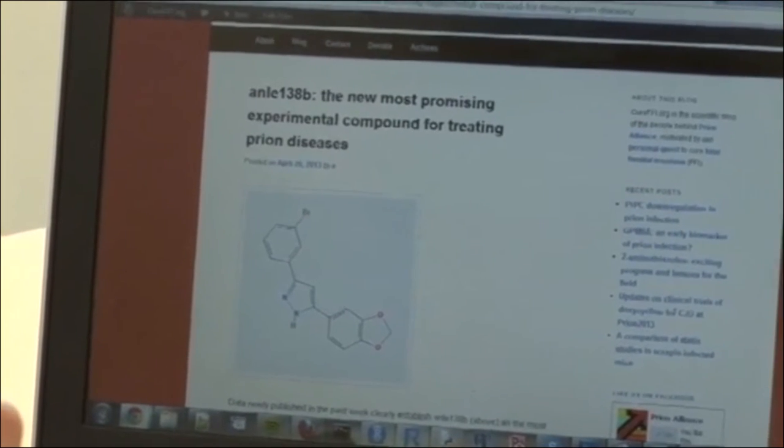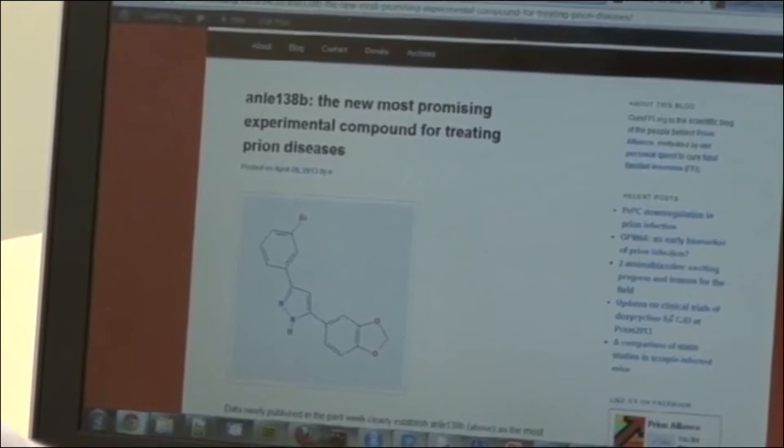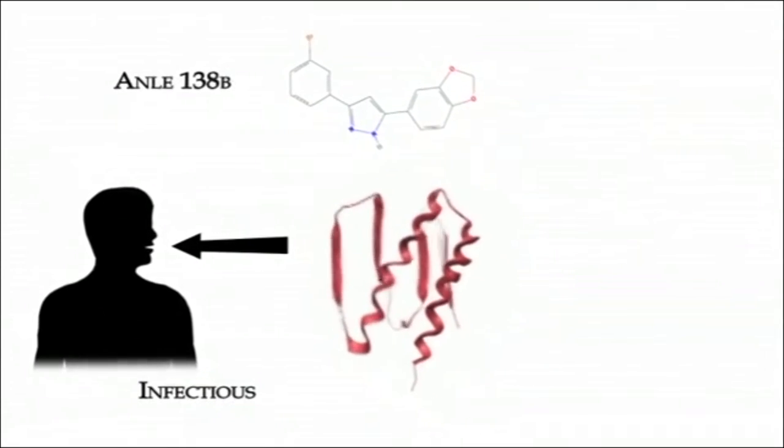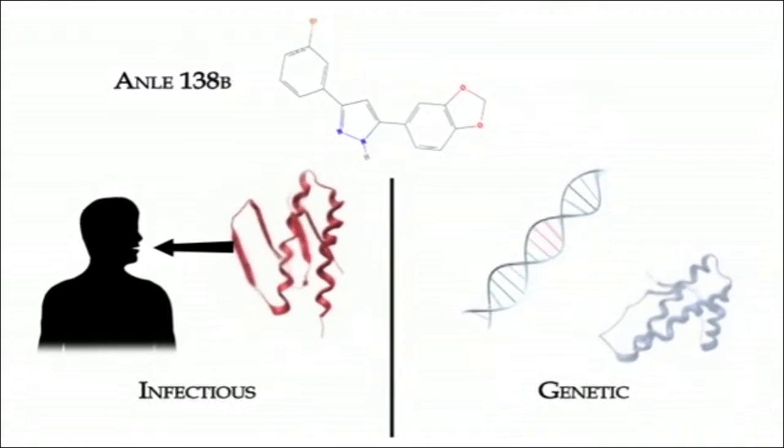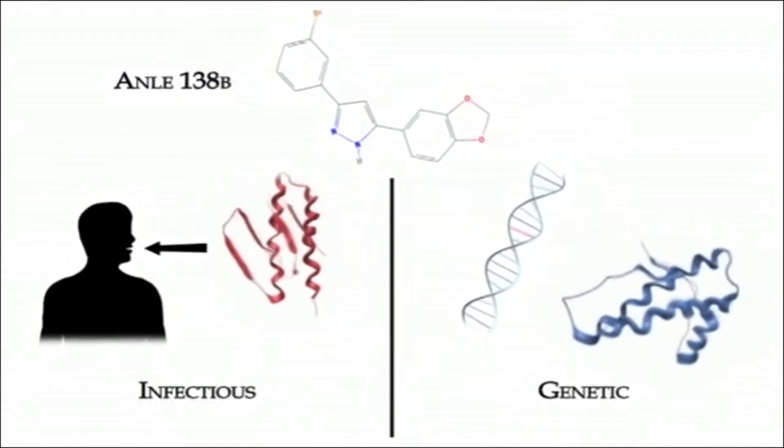Onlin-138B is a brand new compound that was just invented. It may still be a couple years before it would make it to clinical trials, but if it works well, we want to help demonstrate that and push it along. Onlin-138B has been effective in vivo against a strain of infectious prions, and we want to know if it will be effective against genetic forms of the disease.